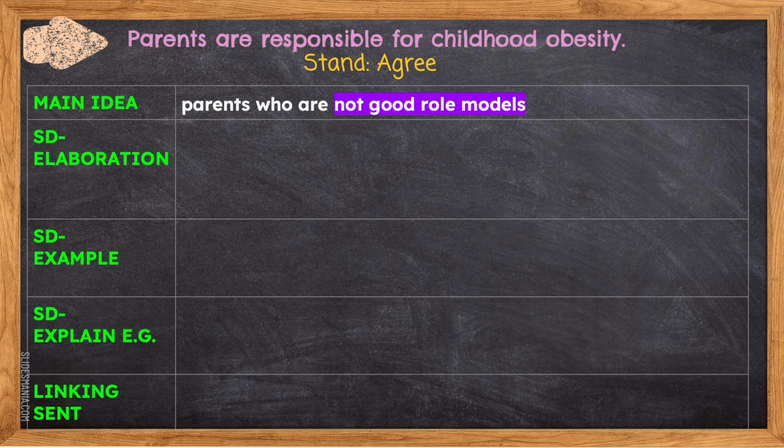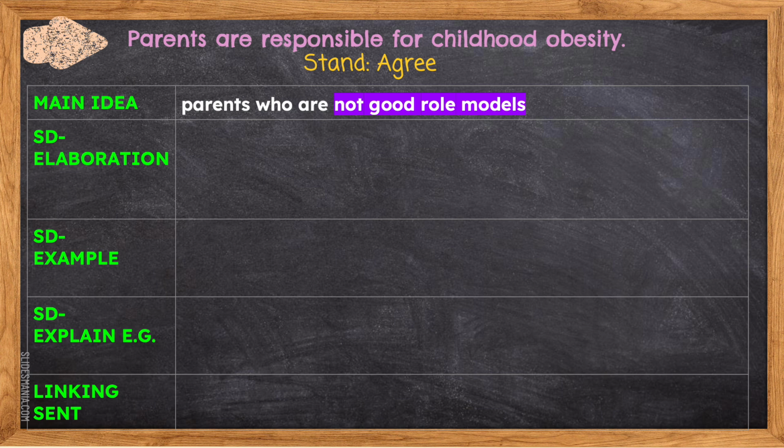Okay, so in order for you to elaborate points, you need to use the WH questions. So you have why, when, who, what, how, and where. These are all the elaboration. It's easier because then you can ask questions to yourself to elaborate their main point. For example, here, you say that parents are not good role models, and that is why they are responsible for childhood obesity.